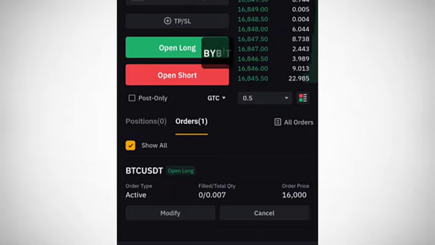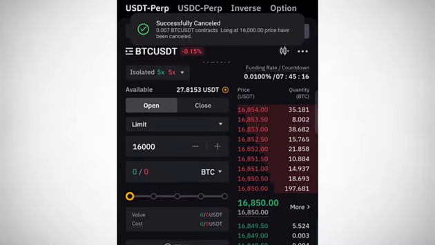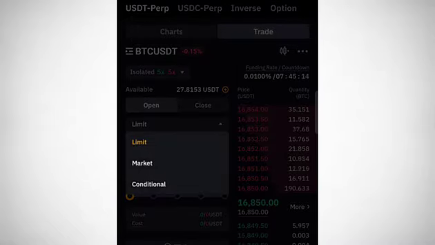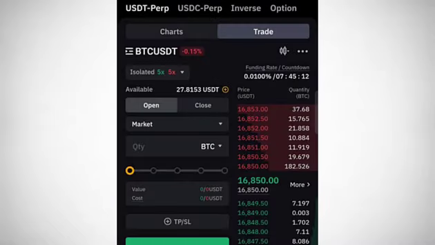So I will cancel it so that we can check the market order. Then when we click on limit again, we see market order. We can pick a market order. A market order is a kind of order that executes with the current market price. In this kind of order, you don't have option to decide the price at which you go long or short.